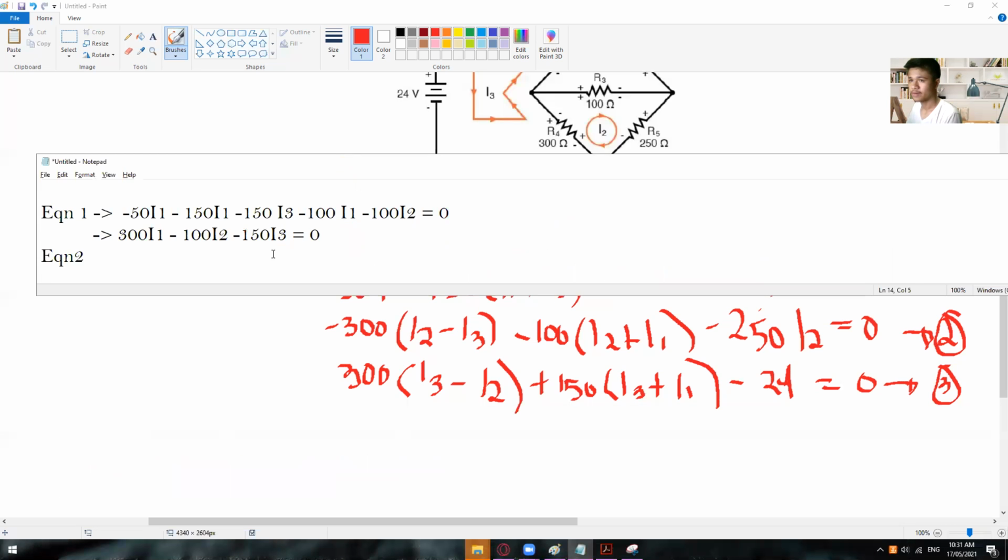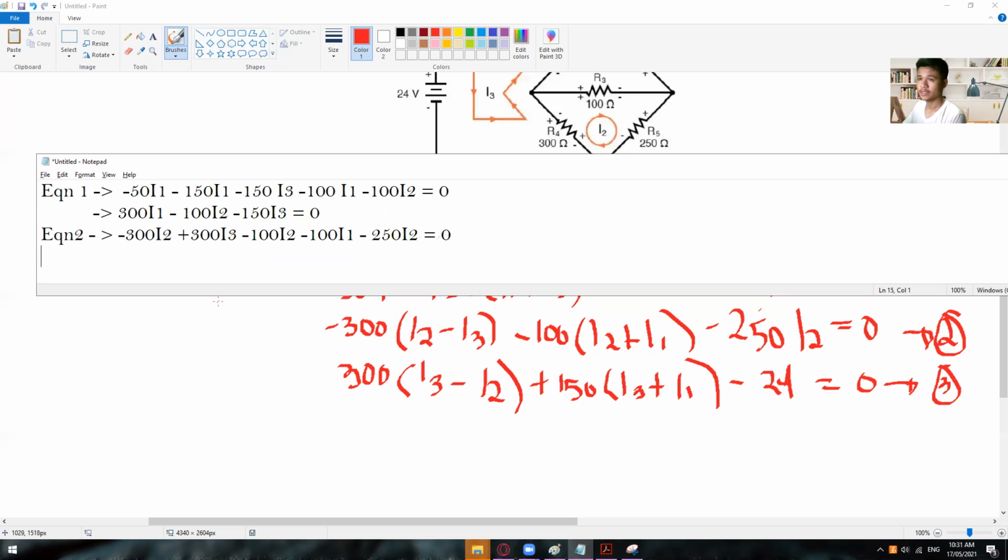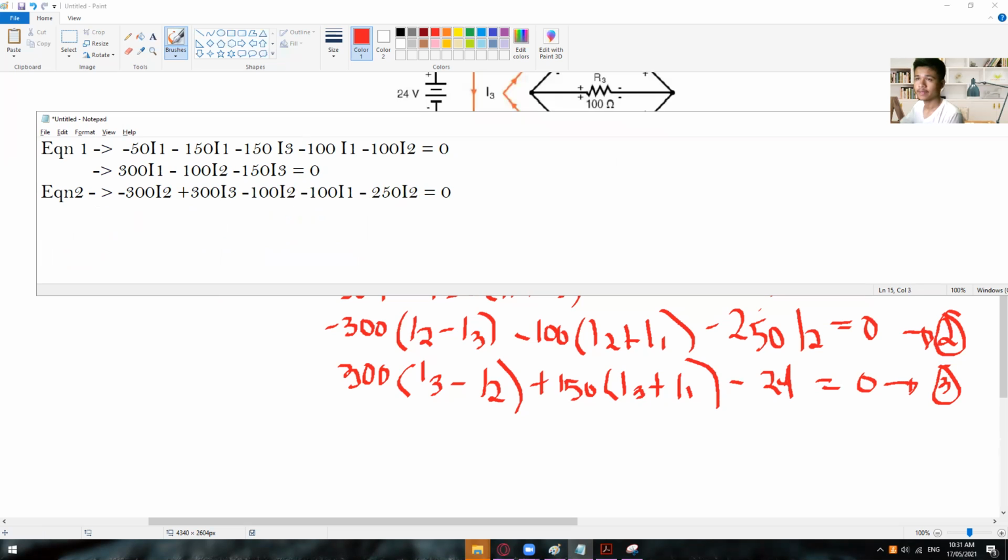About, let me put it right here. And then for equation number 2, we have here negative 300 I sub 2, and then positive, since negative times negative is positive, positive 300 I sub 3, and then negative 100 I sub 2, negative 100 I sub 1 minus negative 250 I sub 2 is equal to 0. Then again, we can simplify this one a little bit more by combining similar terms.